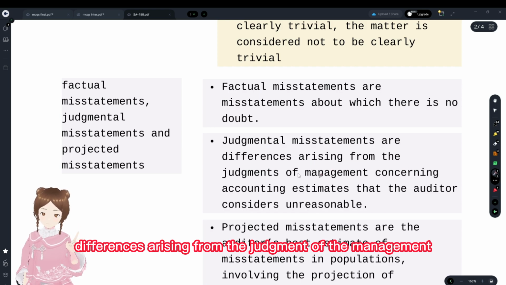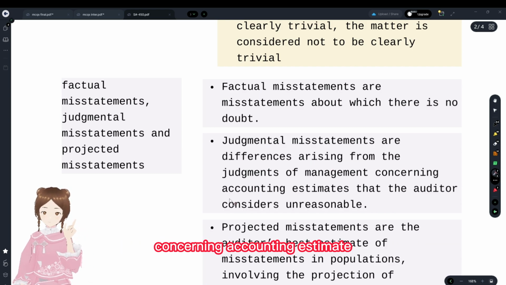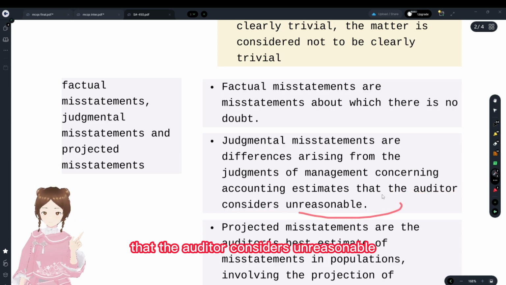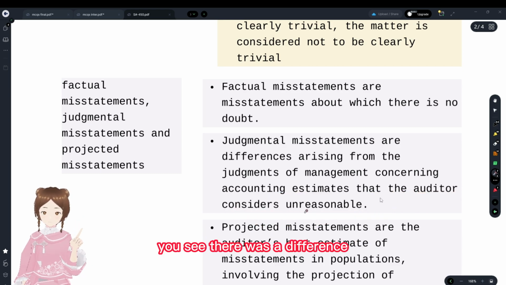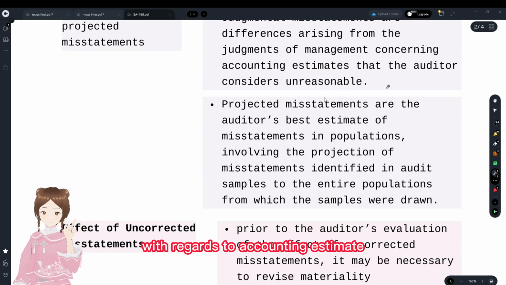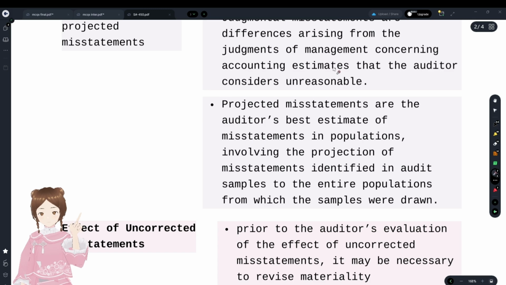Differences arising from the judgments of the management concerning accounting estimates that the auditor considers unreasonable. You see, there was a difference between the management's judgment and the auditor's judgment with regards to accounting estimates.